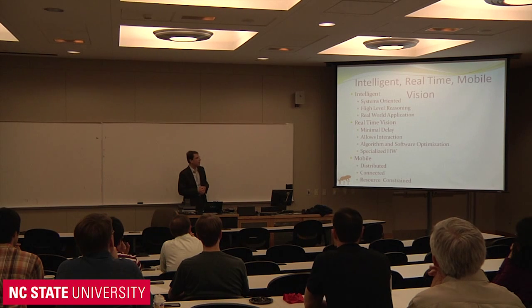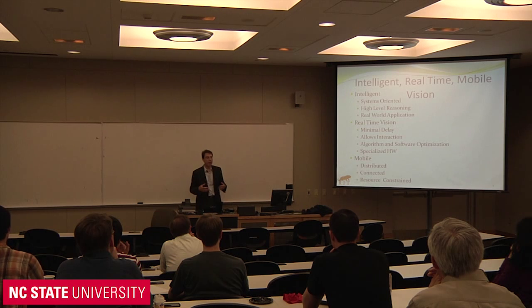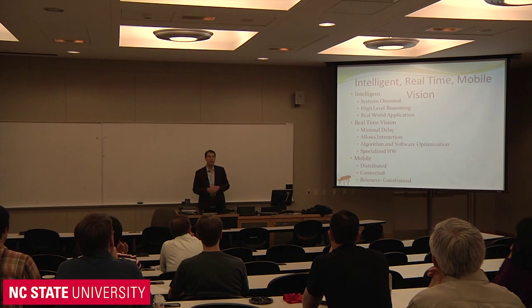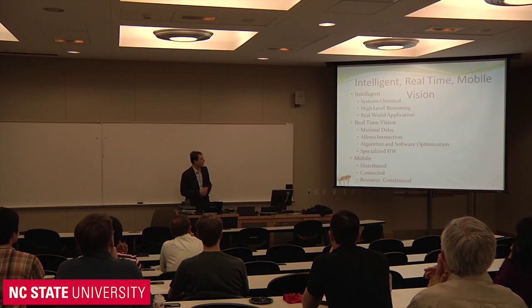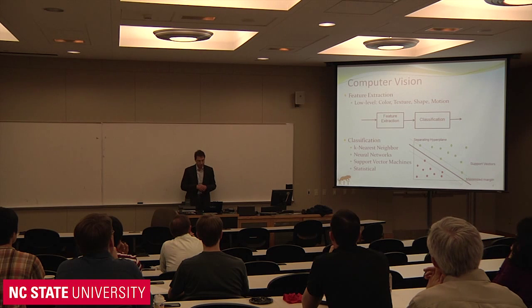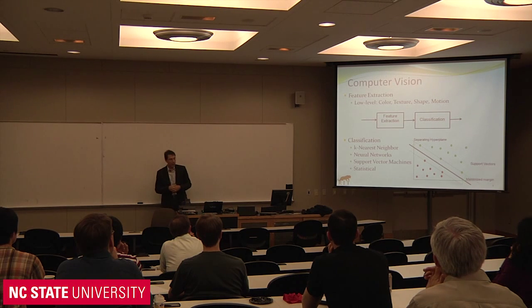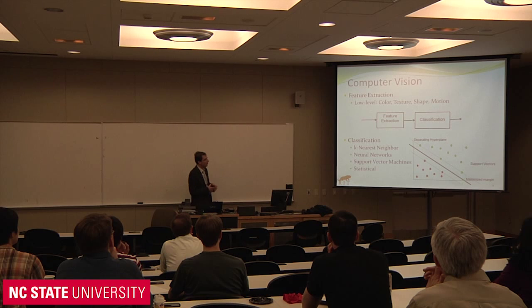And everything is getting mobile, connected, distributed. And when you get in that mode, you have a lot of opportunity for collaboration, but also some new problems, like how do you work with resource-constrained systems, because you don't want your battery to run out immediately. From a high level, we can think of computer vision as having two major steps.